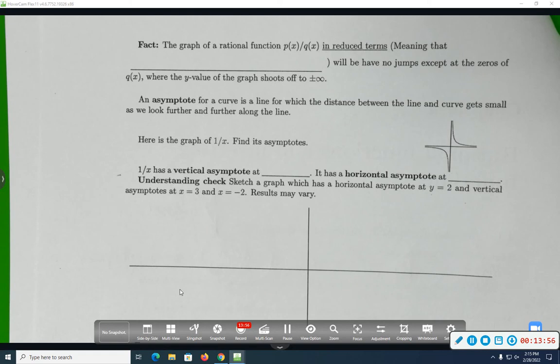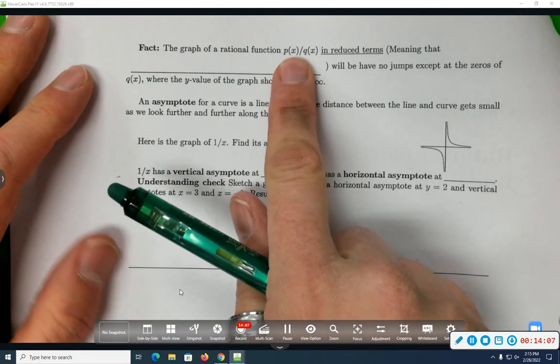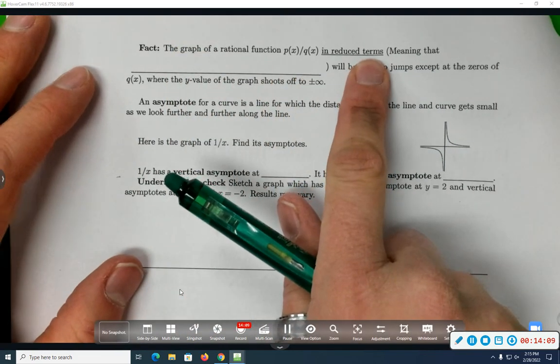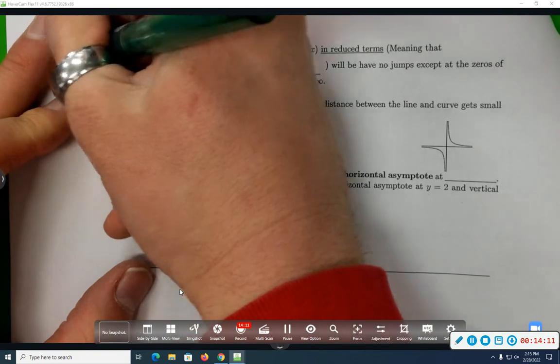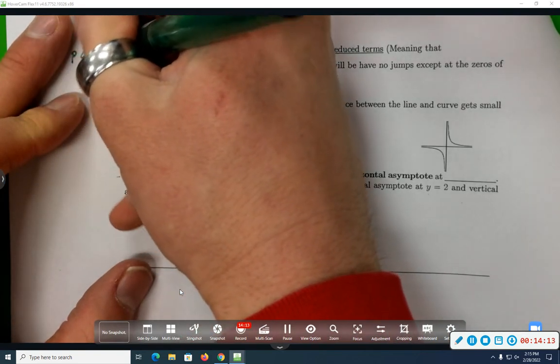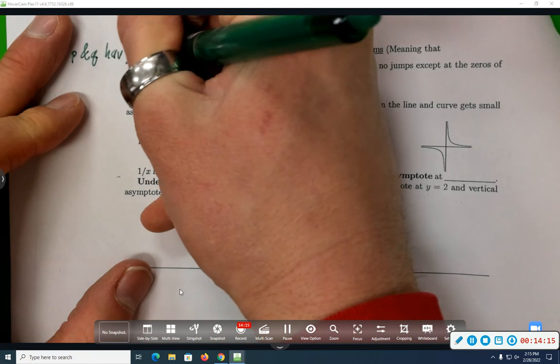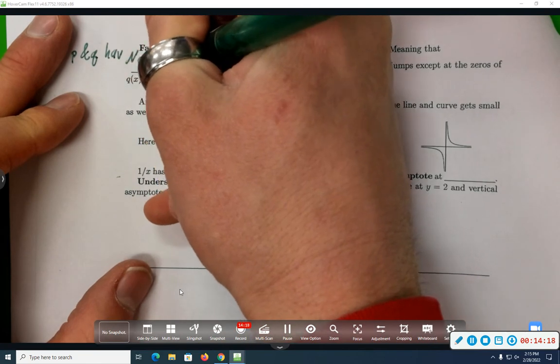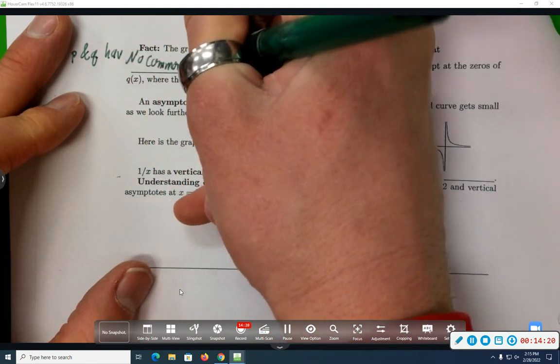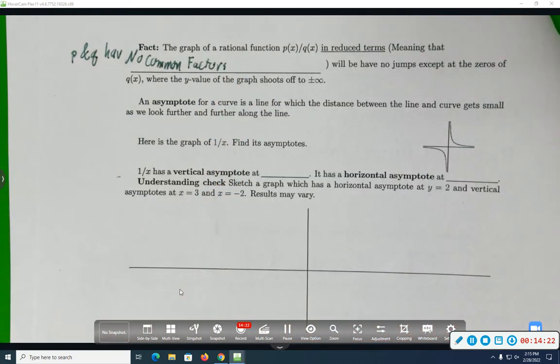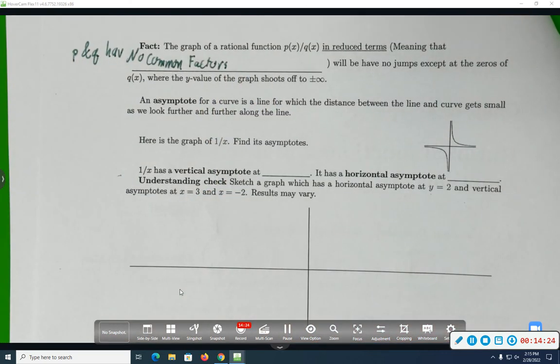Is that in reduced form? Yeah, so that tells you what reduced form means. The numerator and denominator shouldn't have any factors in common. So going back over here, the graph of a rational function p over q in reduced form, meaning that p and q have no common factors. So they can't have any factors in common.